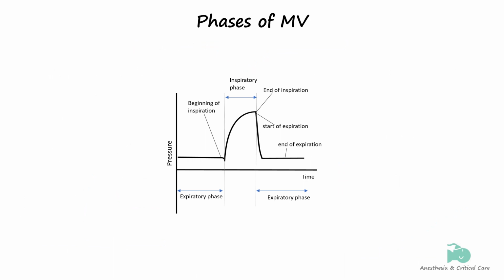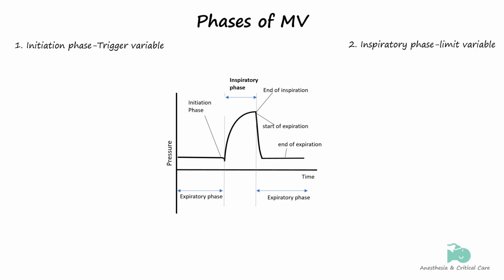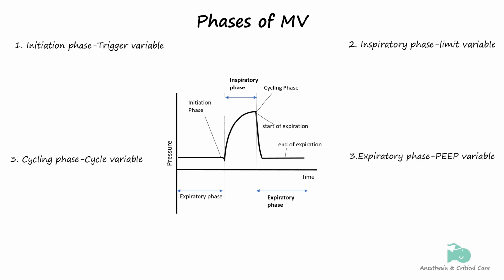A mechanical breath has four distinct phases, each of which has a governing variable which determines how that phase proceeds. For ease, I will use the pressure time scalar for explaining the phases of a mechanical breath. The four phases are the initiation phase, controlled by the trigger variable; the inspiratory phase, controlled by the limit variable; the cycling phase, controlled by the cycle variable; and the expiratory phase, governed by the PEEP variable.